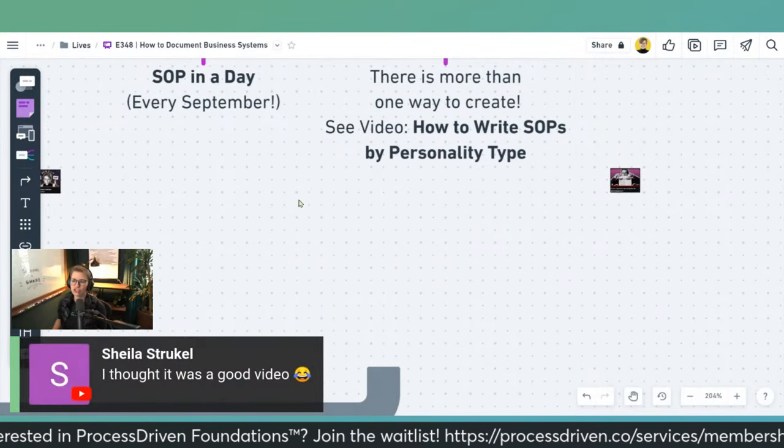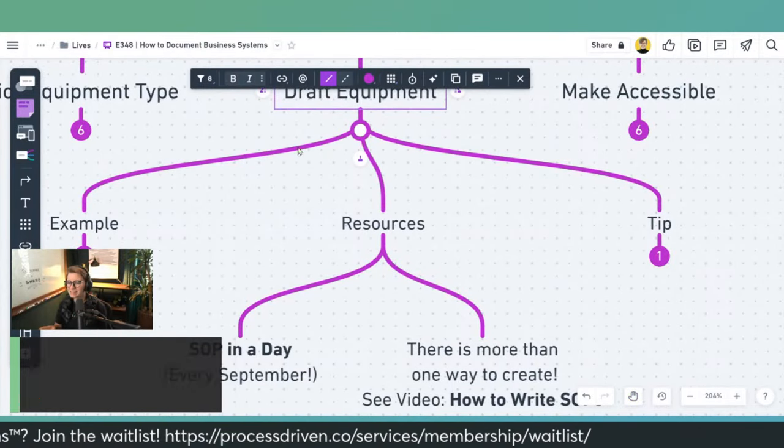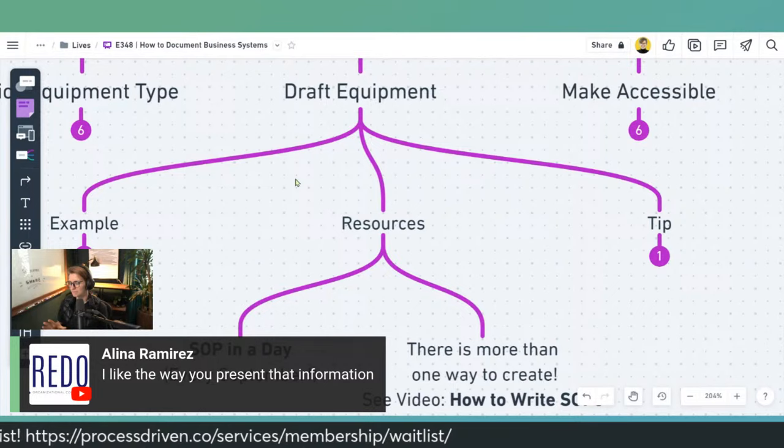Writing this documentation should not feel like a painful process. The drafting of the equipment should be the easiest, most effortless step in this whole journey.